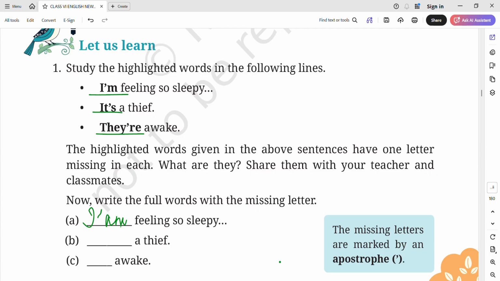Number next is, it's a thief. It's a thief. We are using an apostrophe here. Then they are awake. They are, and this is the apostrophe that we are using in order to make the letters short. We should understand it.